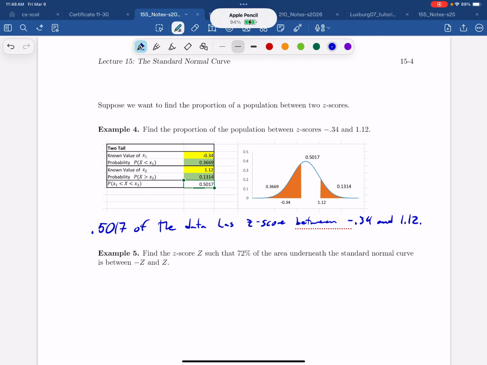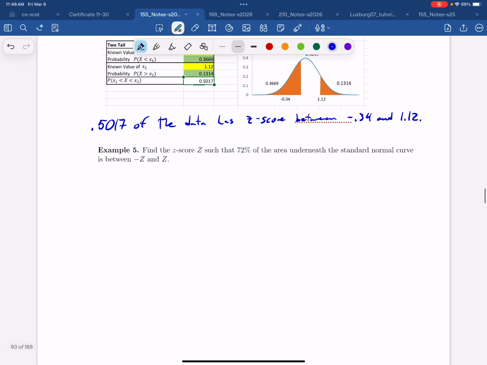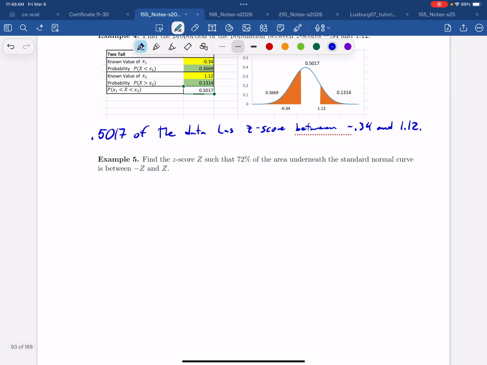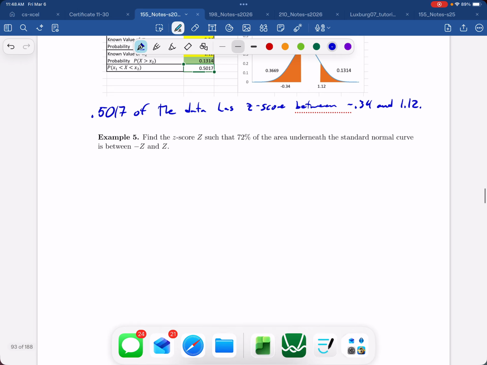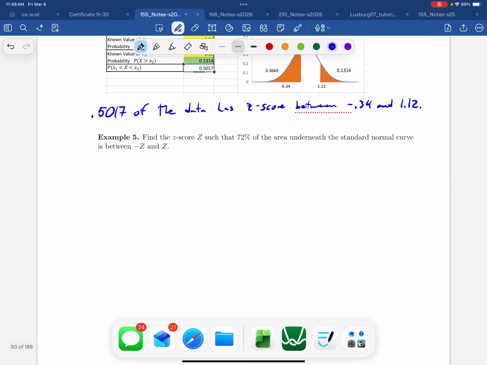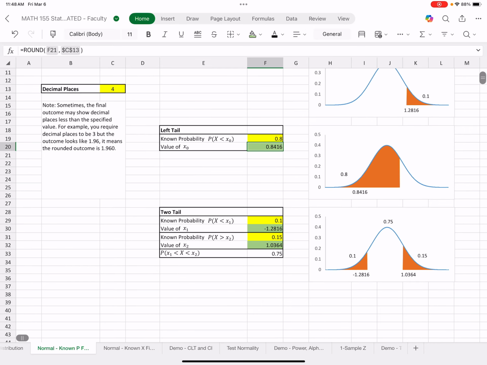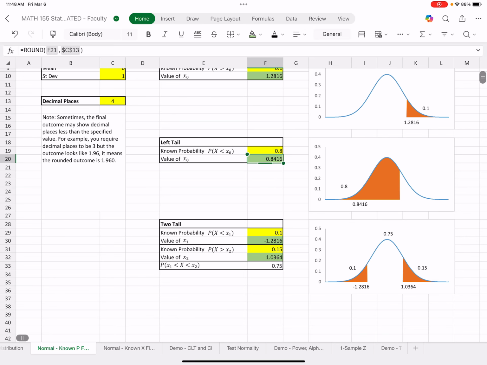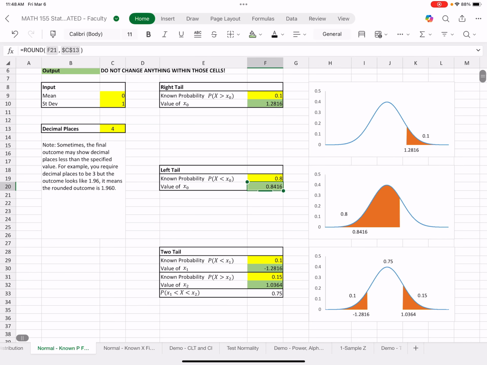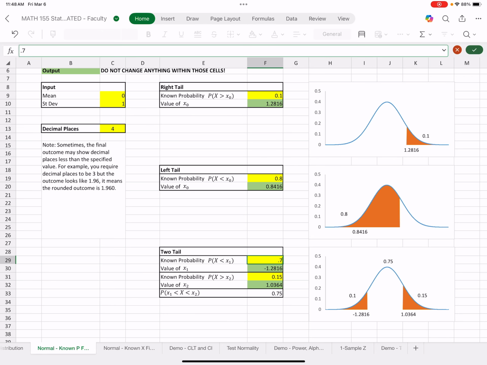And then last but not least, we could just ask this kind of problem, right? Find the z-score such that 72% of the area in the standard normal curve is between negative z and z. And here's another one where we know the probability, right? We're given the probability, and we have to find the z-scores, right? So here's the one we go here, right? We switch from this workbook to that workbook, or sheet to that worksheet. And so the known probability is 0.72.